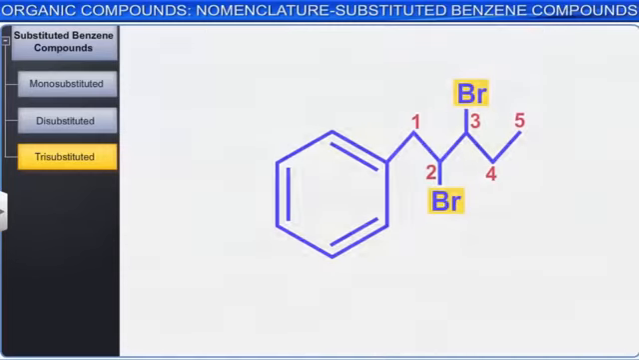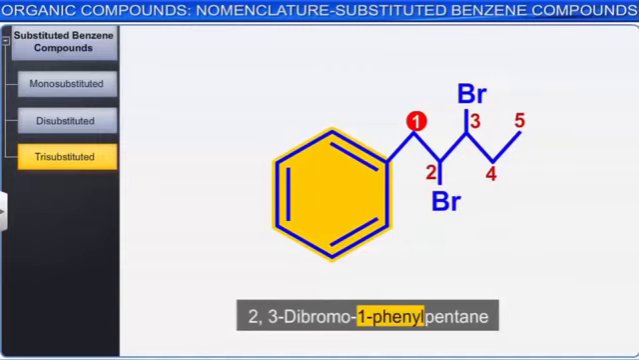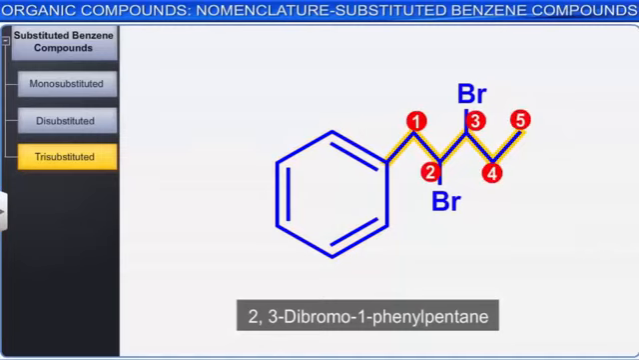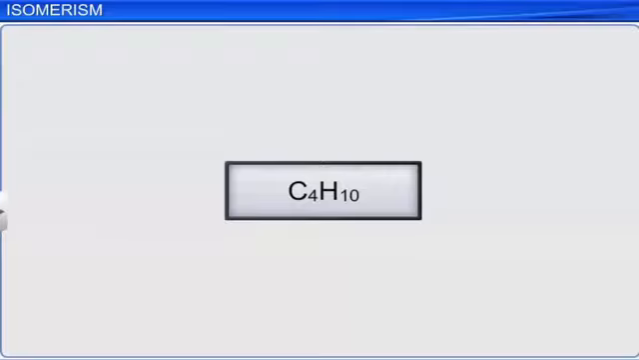Bromine is attached to the second and third carbon atoms, hence should be named as 2,3-dibromo. Phenyl is attached to the first carbon atom, hence should be named as 1-phenyl. The alkane has 5 carbon atoms, hence should be named as pentane. Thus, the name of the compound is 2,3-dibromo-1-phenylpentane. Let's take a compound with the molecular formula C4H10 to understand this concept.